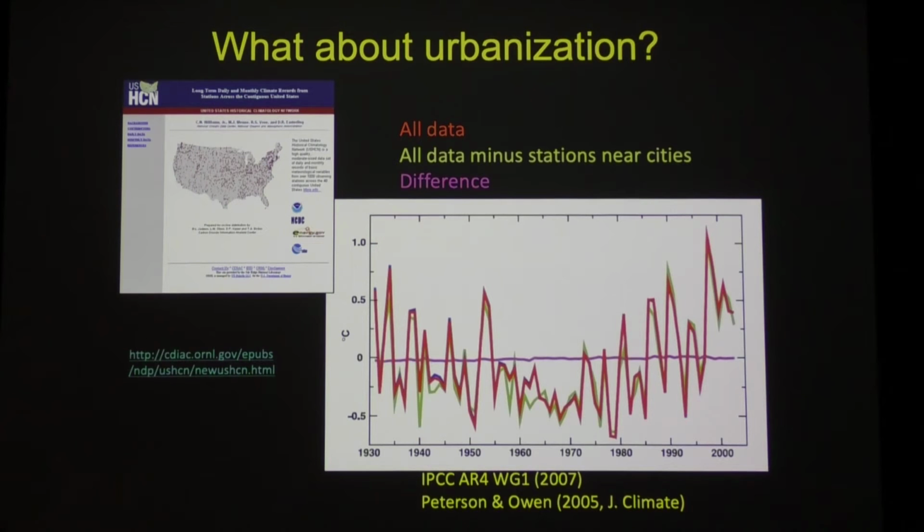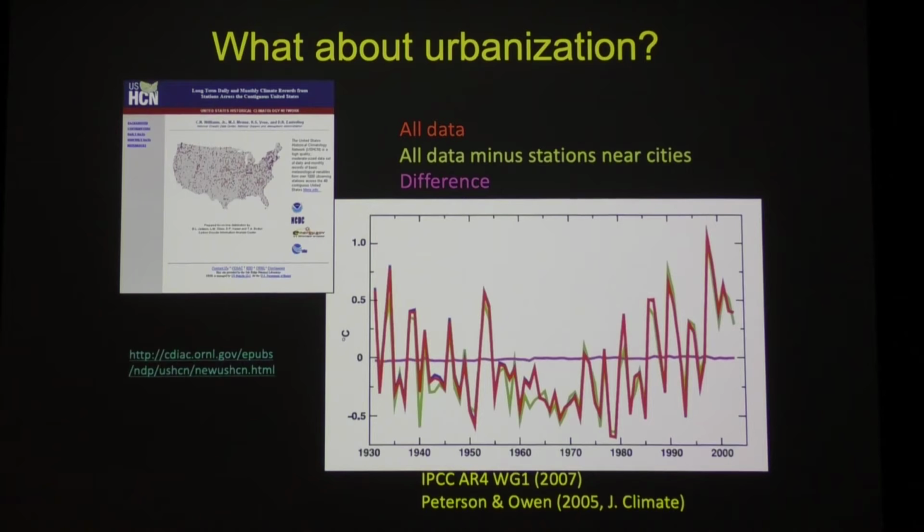Another point that's often put forth is, what if it's urbanization? Now, granted, urbanization is not a big deal here in Wyoming. But urbanization has been a big deal elsewhere in the world. And the notion is that we have changed landscapes where we've removed water and vegetation from the surface and we've put concrete and asphalt and really changed the surface. And as a result, cities have a tendency to be, on average, warmer, right? But if you compare all data and compare it to data minus stations that are near the cities, the difference is this purple line.